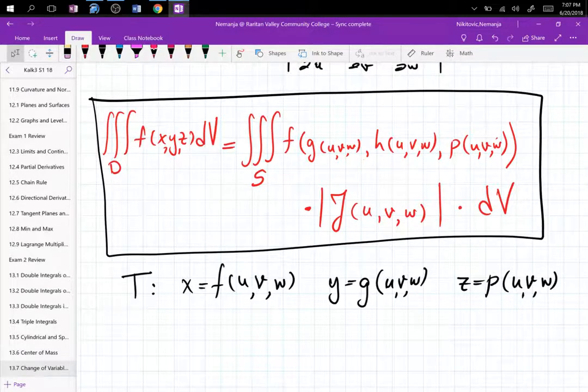We have the function that is now, with the transformation, shifted into the UVW domain times dV. It's a dot product. And then what order you're going to have for dV? Well, that depends on what the problem says.